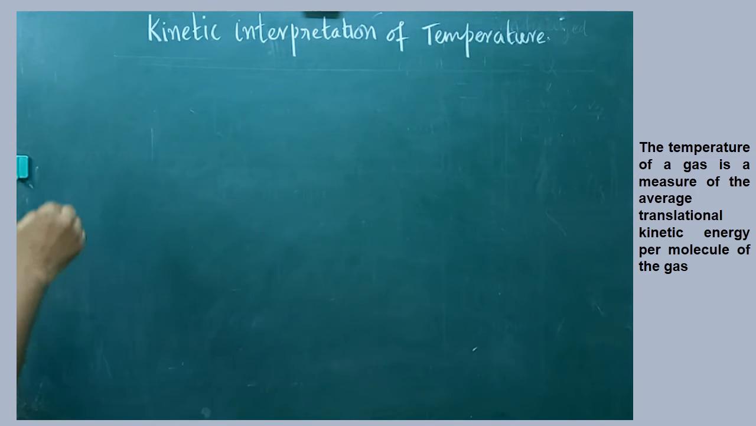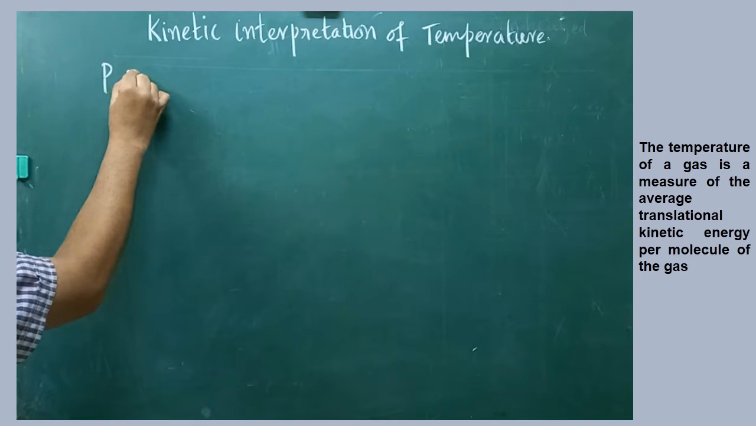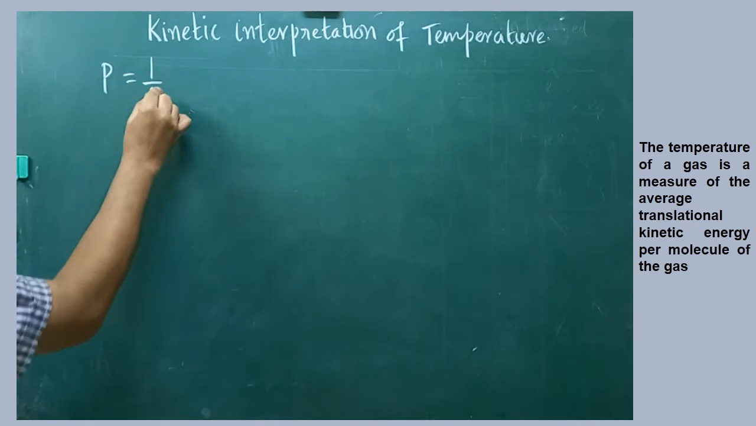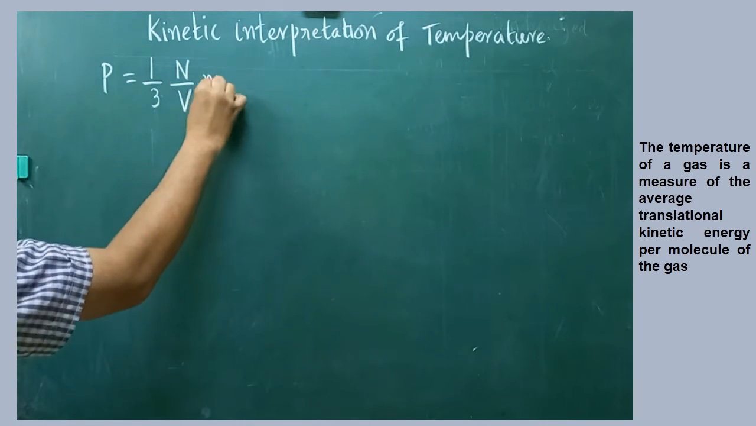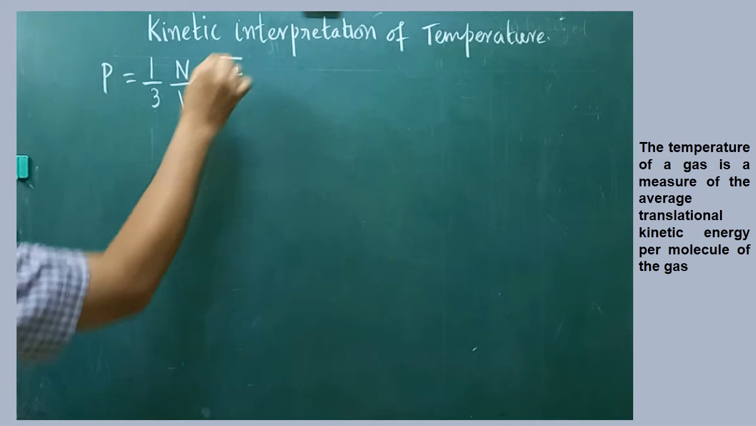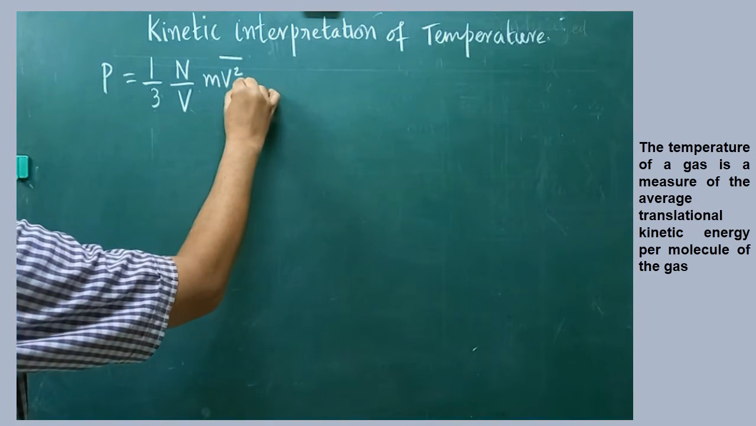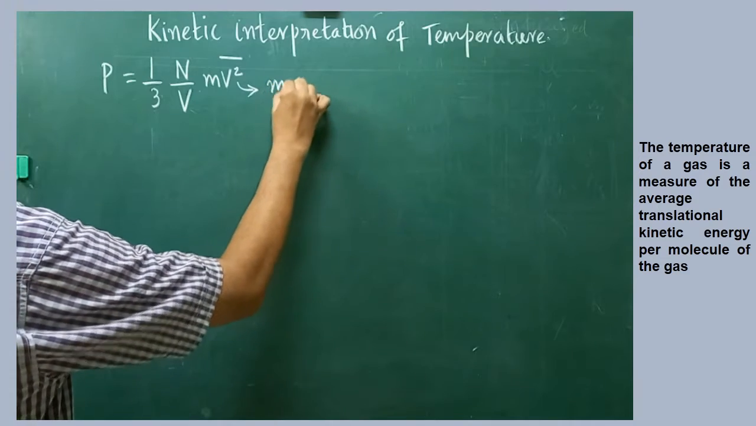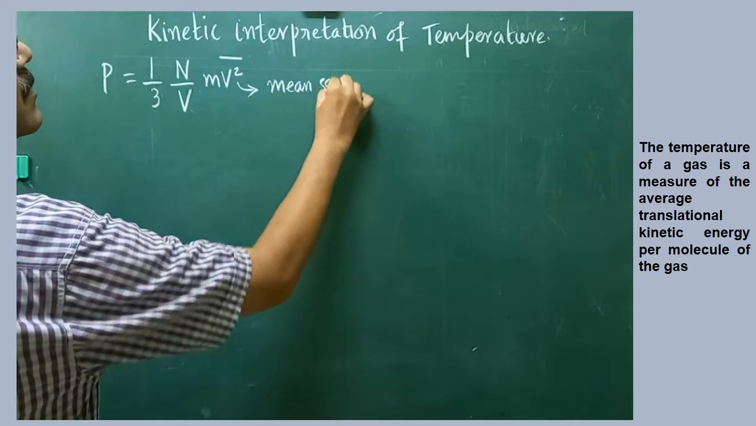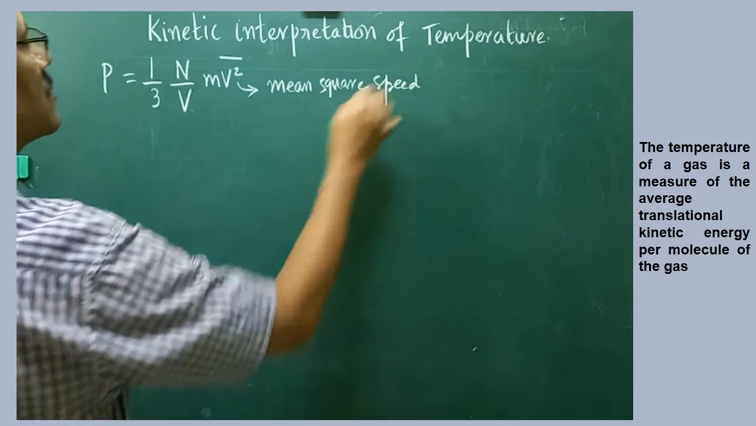So already while deriving the pressure of the gas, you have derived the equation P is equal to 1 by 3 N by V m v square bar. So clear, this equation was already derived in the previous class. Here this v square bar is called the mean square speed of the gas molecules.